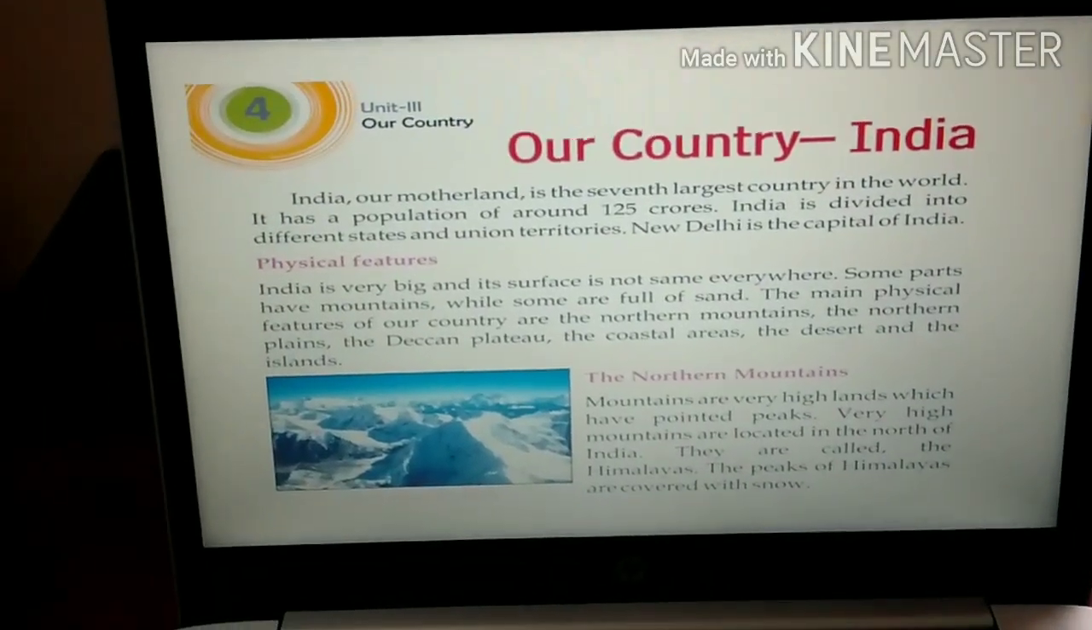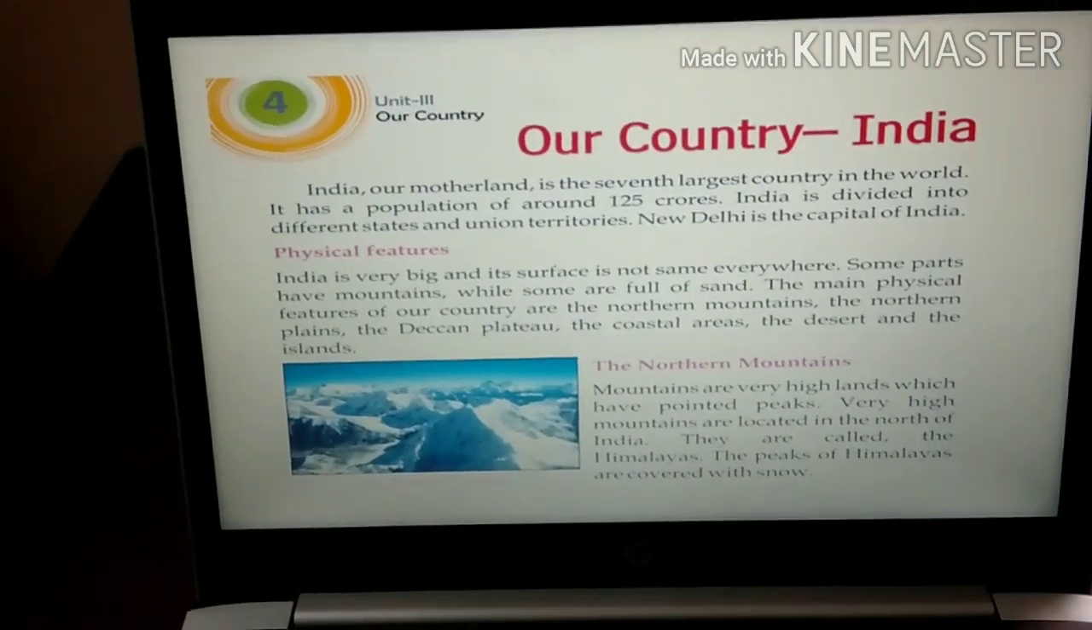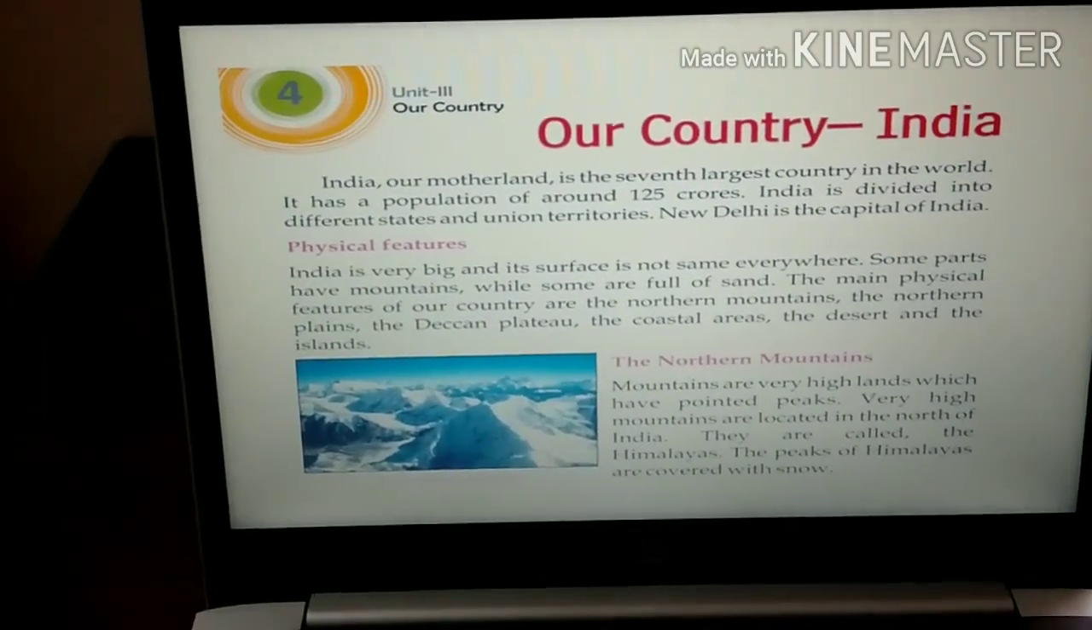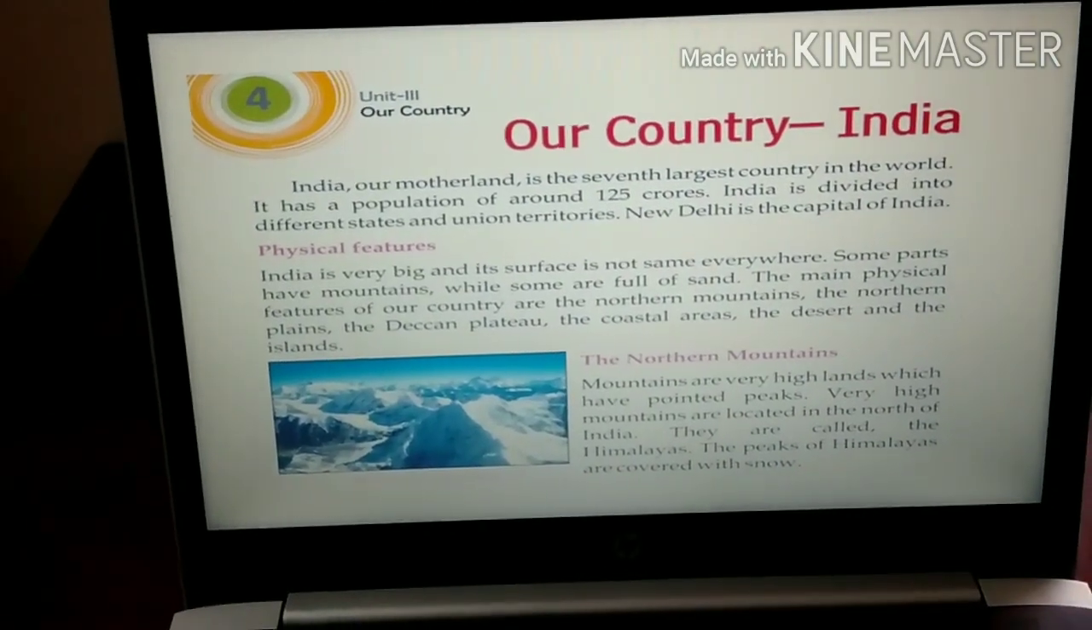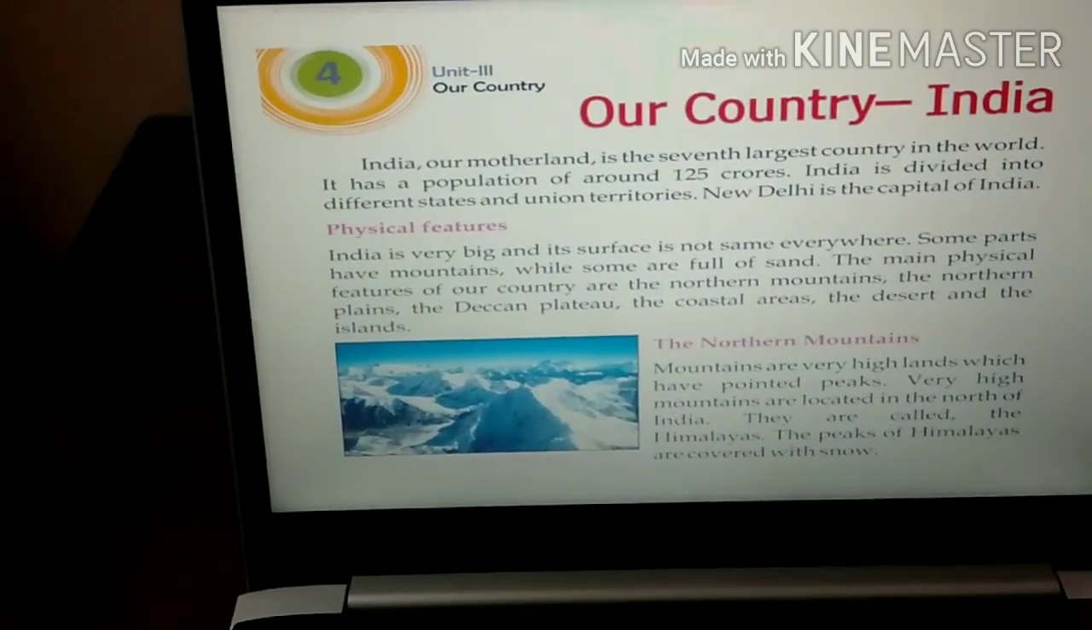Today we are going to start chapter 4, and the name of chapter 4 is Our Country India. As you all know, we live in India. India is our country. So today I am going to tell you about our country India. So let's begin. As you can see on the screen, India is our motherland and is the 7th largest country in the world. It has a population of around 125 crores.